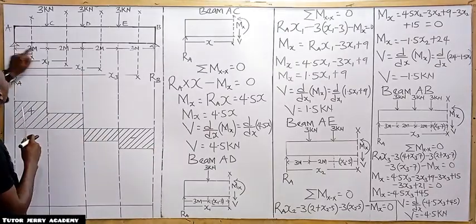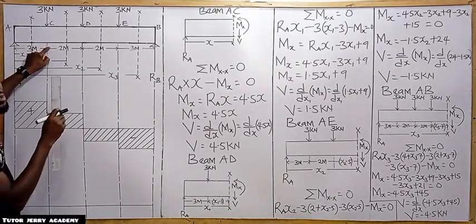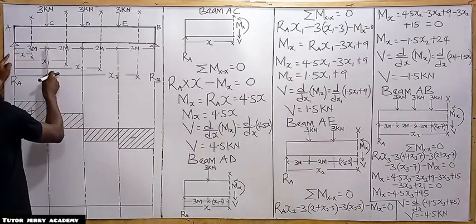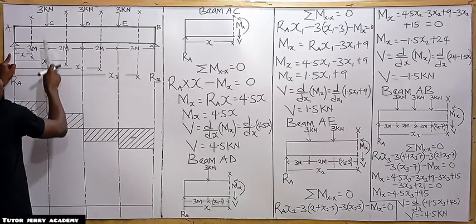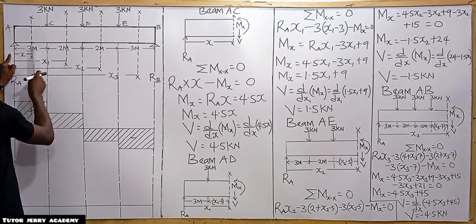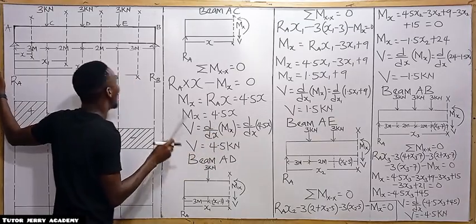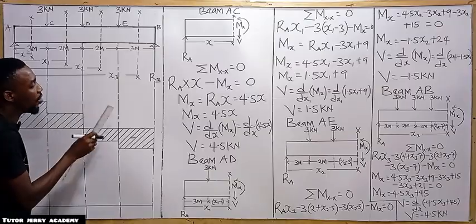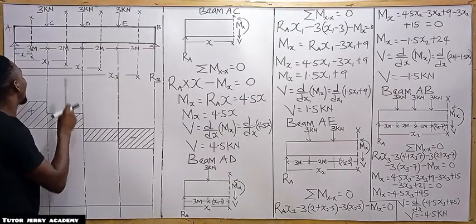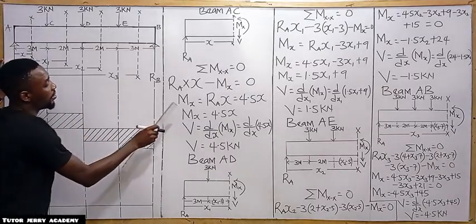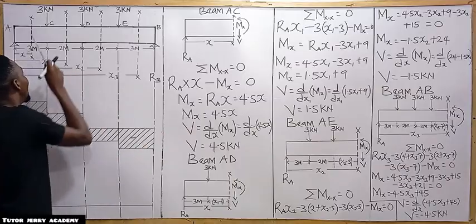If you want to get the bending moment at point C, we are going to substitute the value of our S to be what? 3, because at point C, the value of S is 3. So we are going to substitute 3 in this equation. Then we get the value of the bending moment of point C.